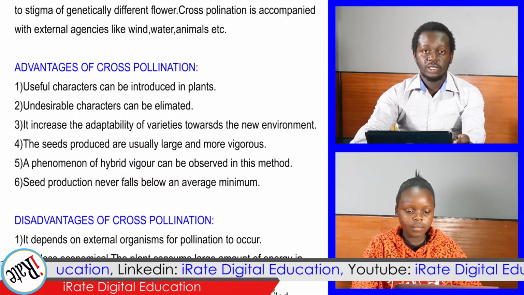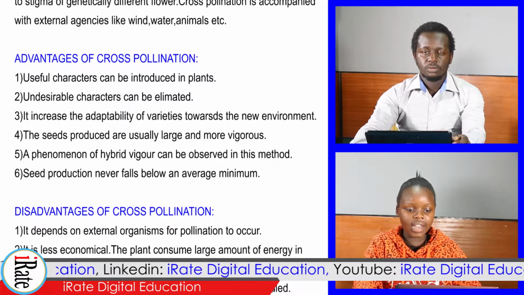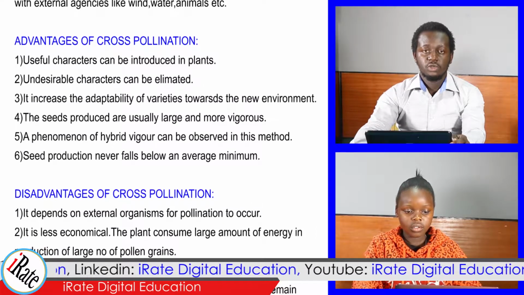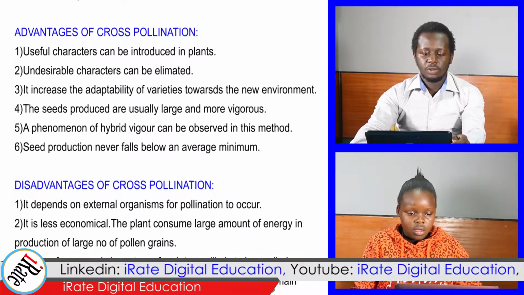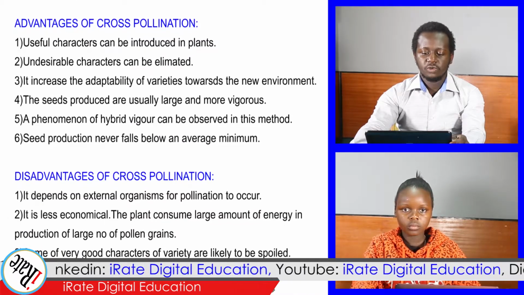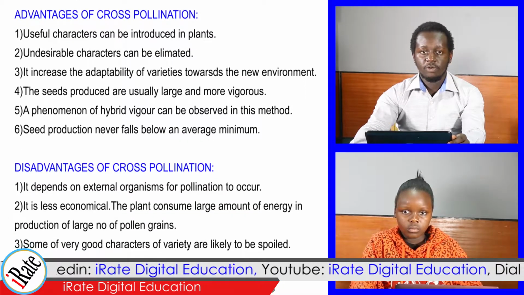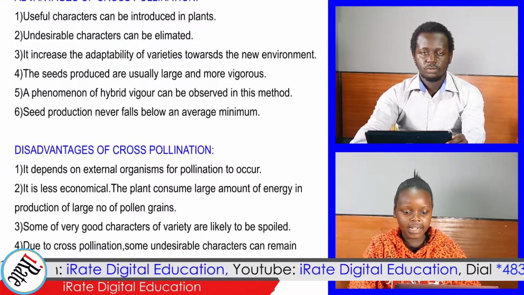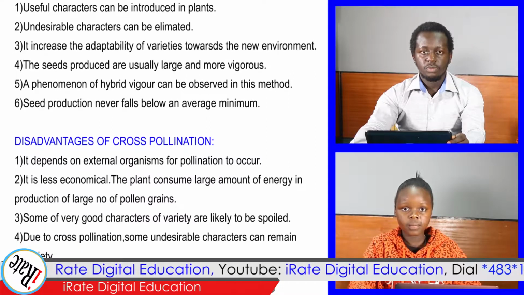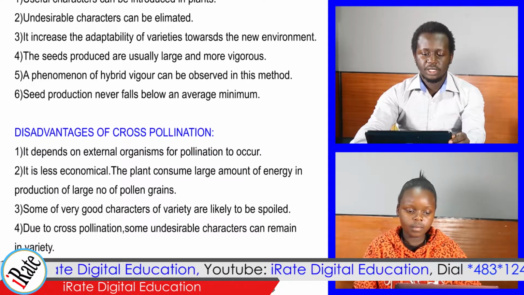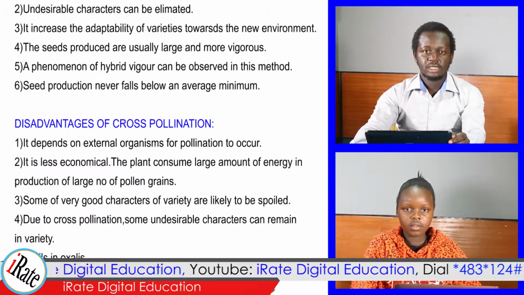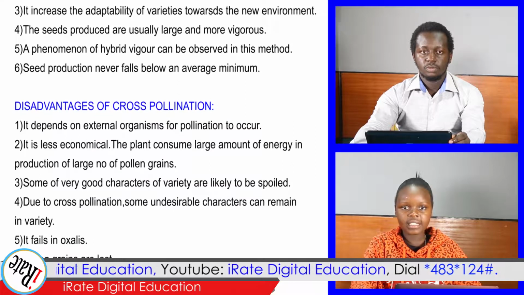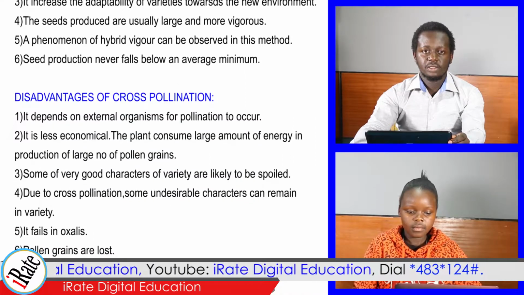Disadvantages of cross-pollination include: 1. It depends on external organisms for pollination to occur. 2. It is less economical. The plant consumes large amounts of energy in production of a large number of pollen grains. 3. Some of the very good characters of a variety are likely to be spoiled. 4. Due to cross-pollination, some undesirable characters can remain in the variety. 5. It fails in oxalis. And finally, 6. Pollen grains are lost.